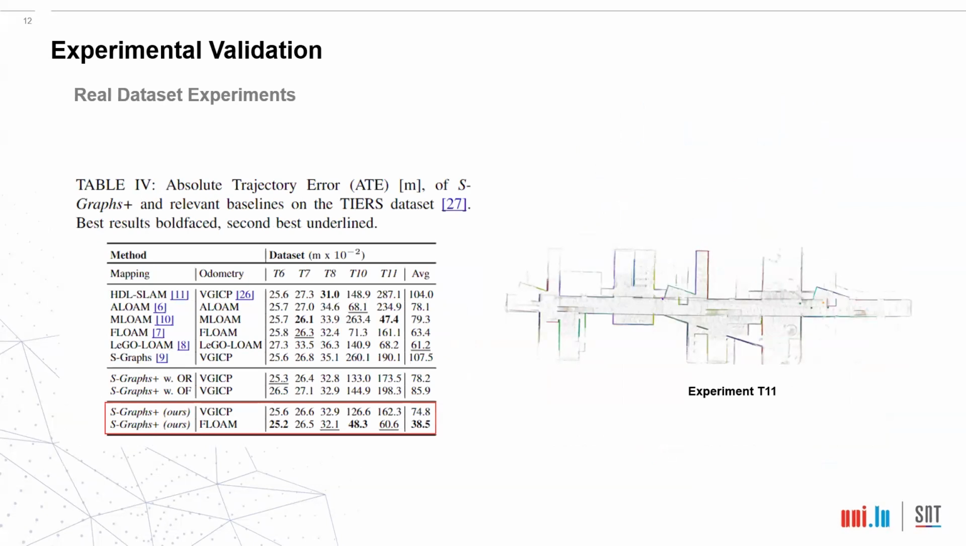In terms of real experiments on standard datasets, S-Graph Plus is also validated for the two odometry methods, that is VG-ICP and FLOM, and it outperforms on average the other state-of-the-art methods. The figure on the right shows the final map generated after the execution of S-Graph Plus on the T11 experiment.